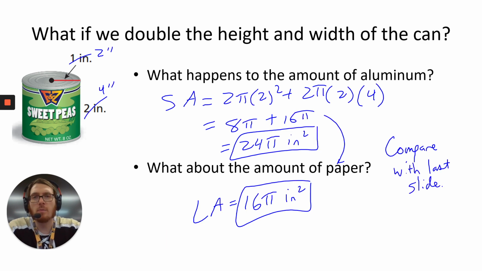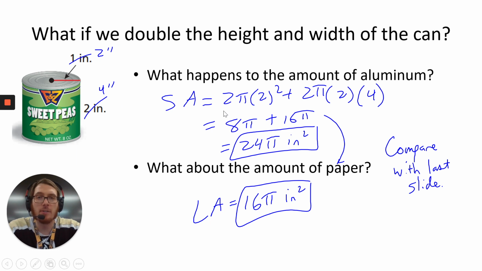The next question says, what if we double the height and width of the can? Now, we did a little bit of this idea when we dealt with area in the last couple chapters, but I think it's good to rehash and relook at it again. So if we just find the answer, double the width and double the height. So this means the radius would double and the height would double.